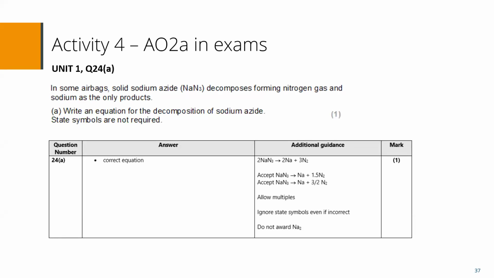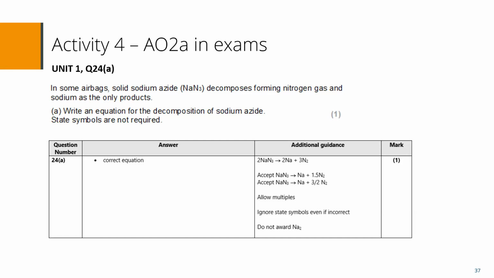Here's the first question. In some air bags, solid sodium azide decomposes to form nitrogen gas and sodium. Write an equation. The correct equation we'd expect to see is the one shown there: 2NaN3 gives 2Na plus 3N2. Accept multiples. So accept those two. If they double it up, that's allowed as well. Ignore state symbols, even if incorrect. State symbols have not been asked for. If the state symbols are asked for, they must be given for the second mark and they must be correct. But if they're not asked for, we ignore them.